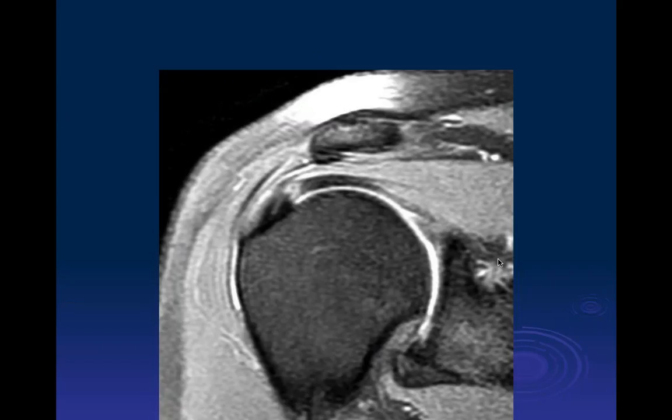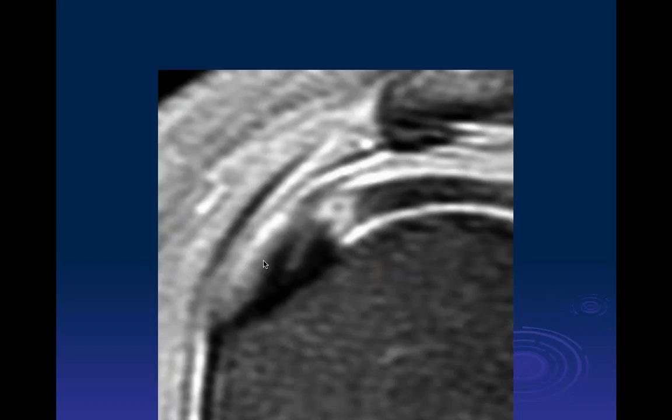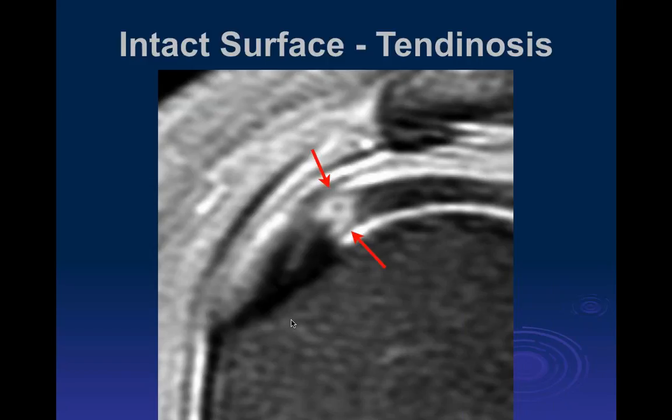Okay. And here we can see a coronal PD fat sat image. What we see here is focal increased signal intensity within the supraspinatus tendon. It may be a little bit thickened there, but it looks like the bursal side surface and the joint side surface are intact in the area of the high signal intensity. If we blow that up, we can see a little better here. The inferior surface looks intact. The superior surface looks intact. But we can see that there is signal in between the two. And this is really tendinosis.